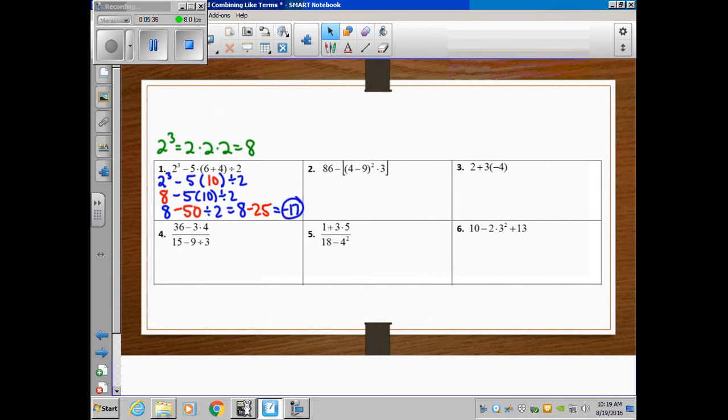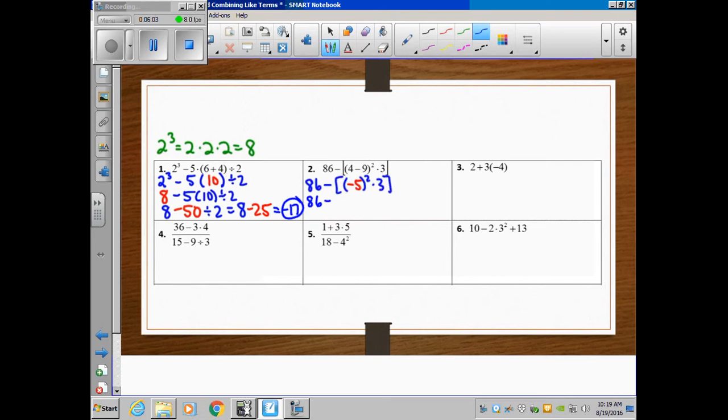Let's move on to number 2. All right, we have 86 minus. So in box brackets, that's where I look first. Inside the box brackets, I have parentheses. So I have 4 minus 9, which is negative 5. And I'm squaring that and multiplying by 3. Still not done inside the box brackets, so I'm going to continue.